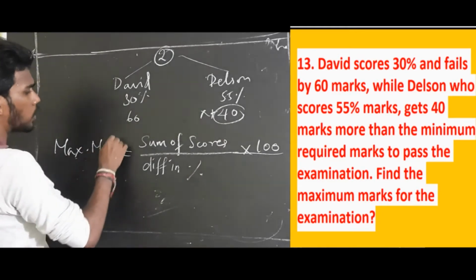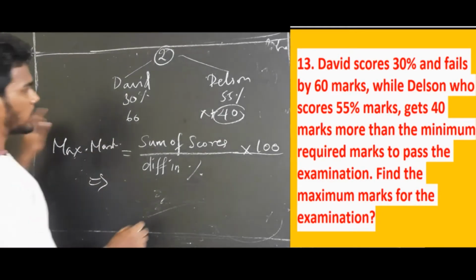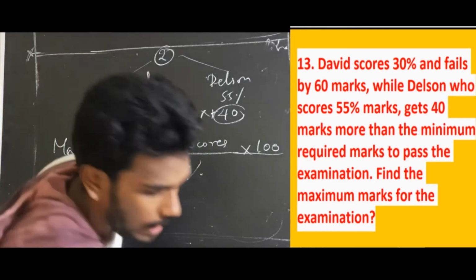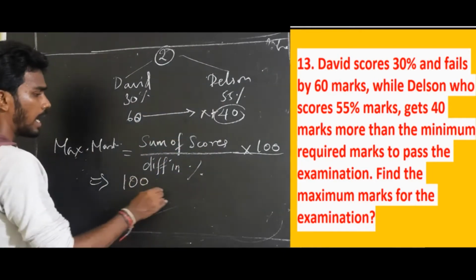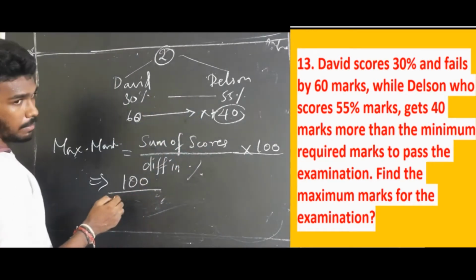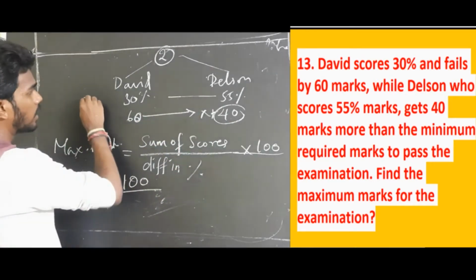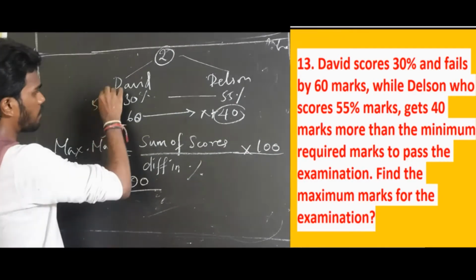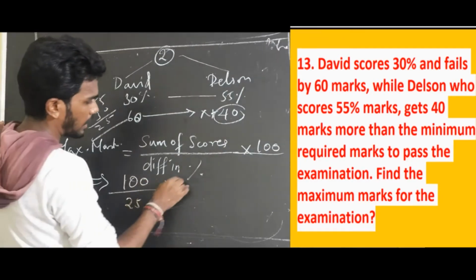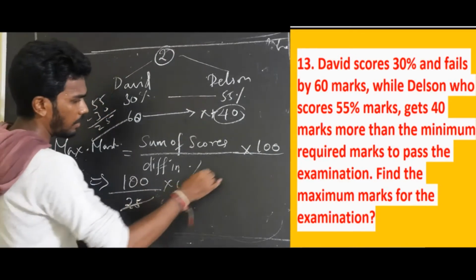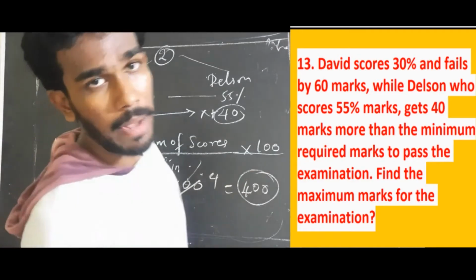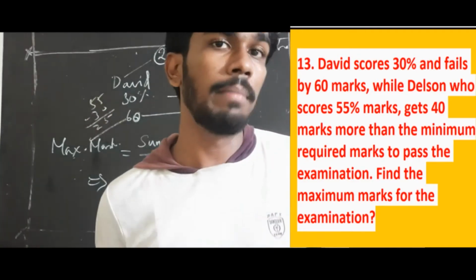Maximum marks is nothing but the total marks. So what will be the sum of the scores? Here I get 60, here I get 40. So it is nothing but 100. And difference in percentage, 55 minus 30 will together make it as 25. And this should be multiplied by 100. So 25, 4. So 400 is the total marks required for the examination.